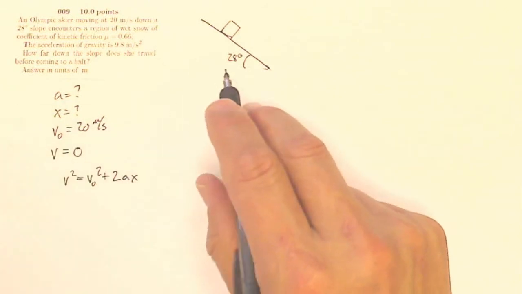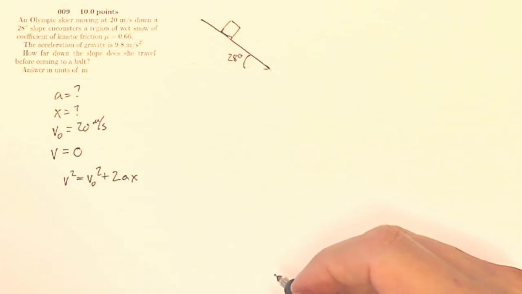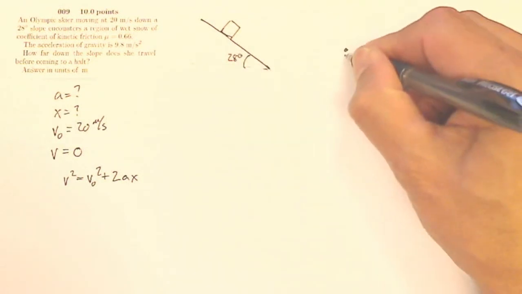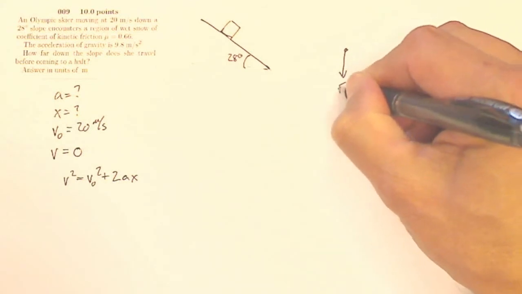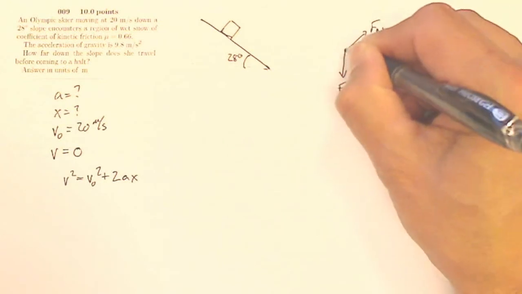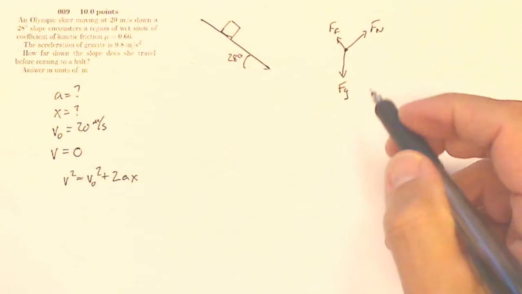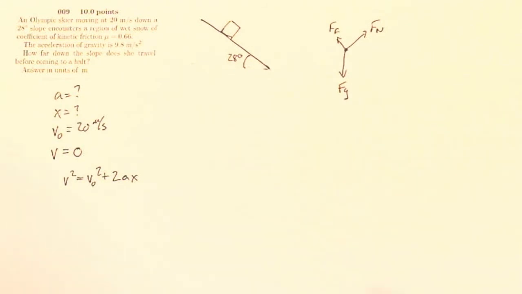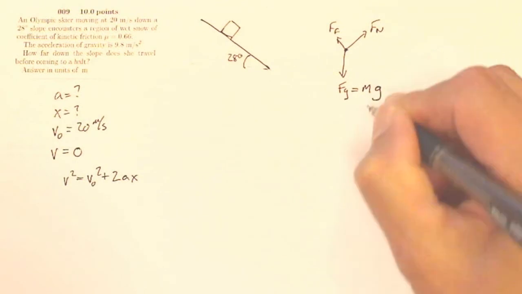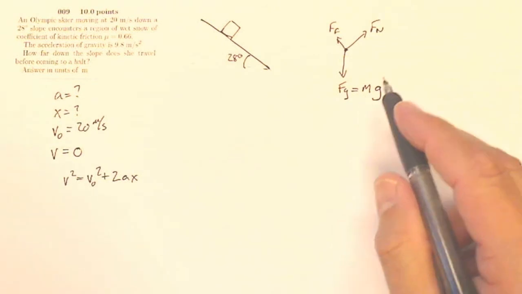So it looks like I'm going to have to get a from the forces on this block, or sorry, on this skier. So, free body diagram. I've got gravity straight down. I have a normal force up this way. And I have friction back this way. And those are going to be all of the forces acting on my skier. Well, my gravity is going to be my mass times the acceleration of gravity, but I don't know her mass yet. Well, we'll worry about that later.